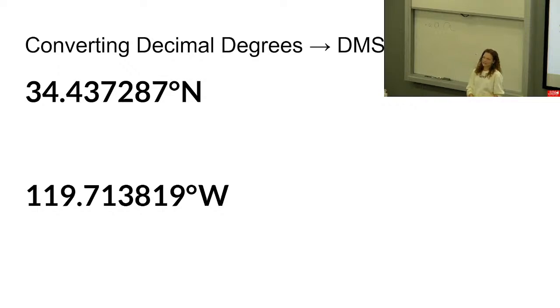So we're taking a decimal and we're multiplying it by 60 so that we can get a bigger number, and that's going to be our minutes and our seconds. So the first thing that we're going to do, we always leave.